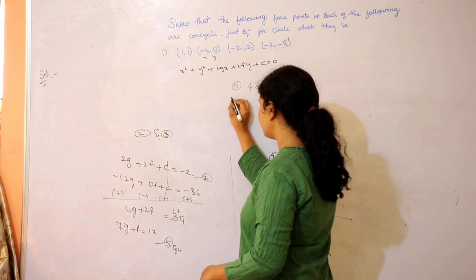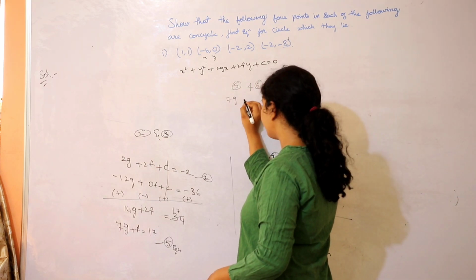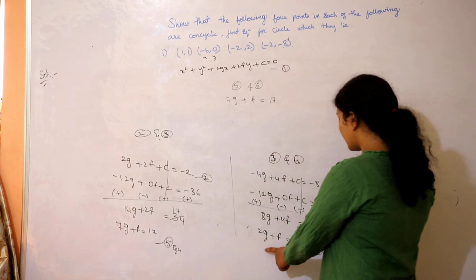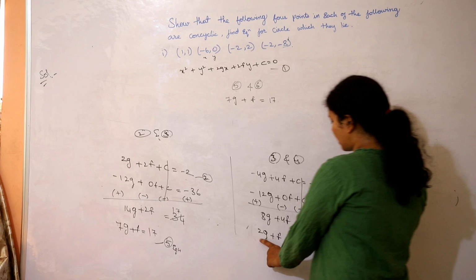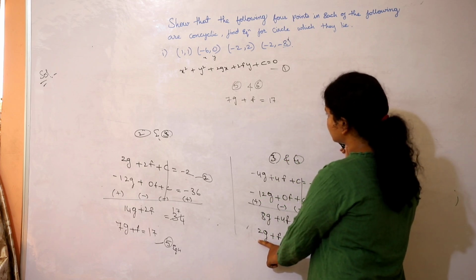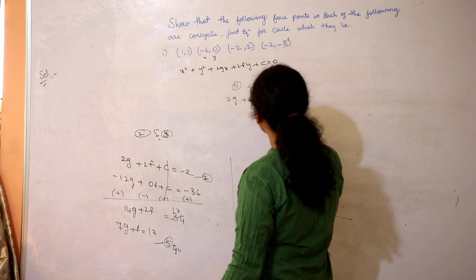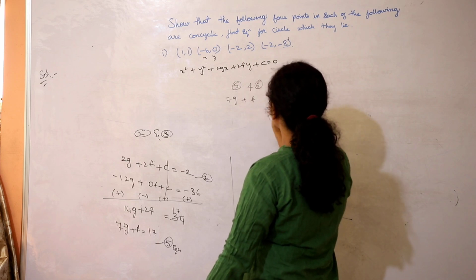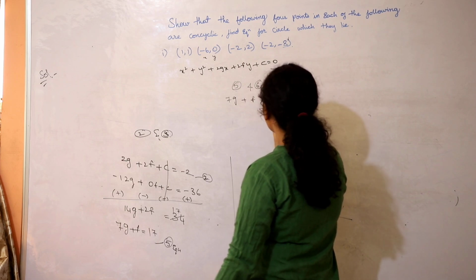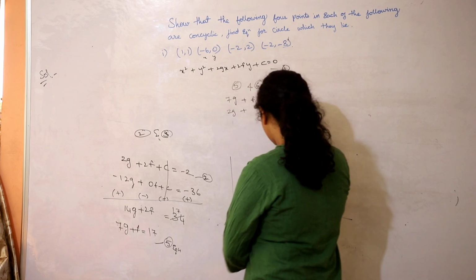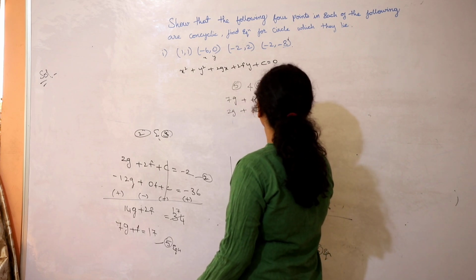So here you have the 5th equation, 7g plus f equals to 17, and here you have the other equation, which is 2g plus f is equal to 7.